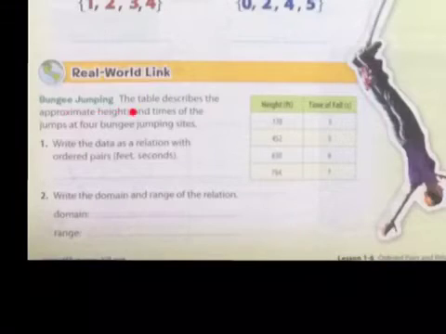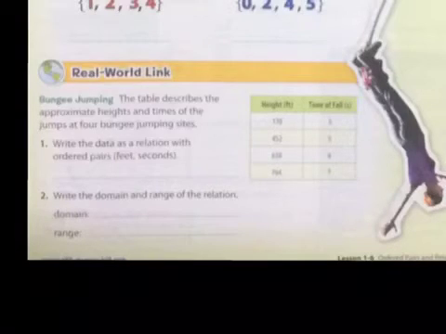Okay, the table describes the approximate heights and times of the jumps at 4 bungee sites. Okay, we had 4 bungee sites in our other video as well. I believe the shortest one was Idaho, and this one might have been Austria, and so on. Okay, write the data as the relation with ordered pairs. Write the domain and range of the relation. So now we're going to identify which one is the domain and which one is the range.